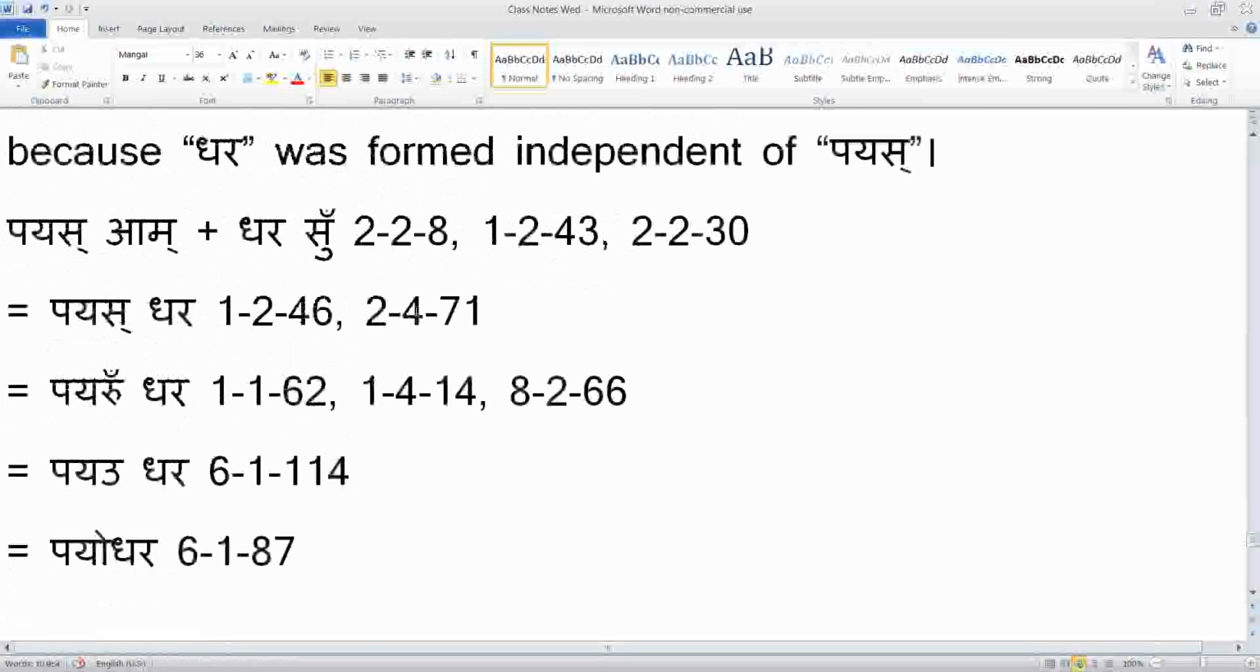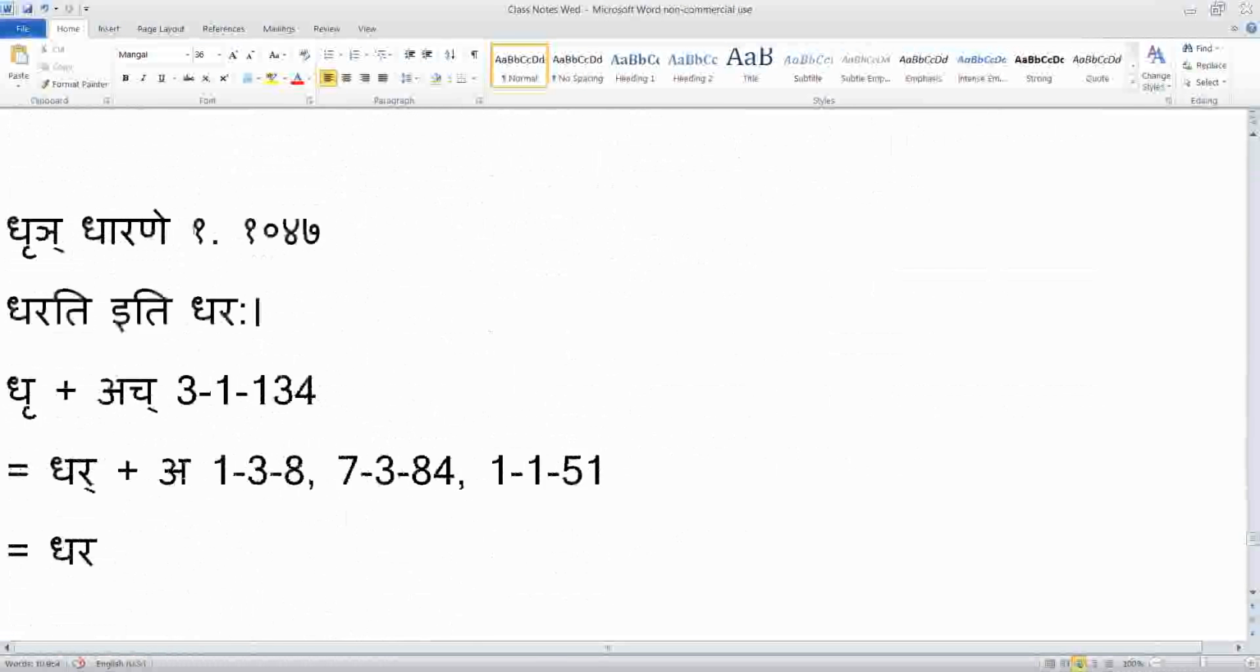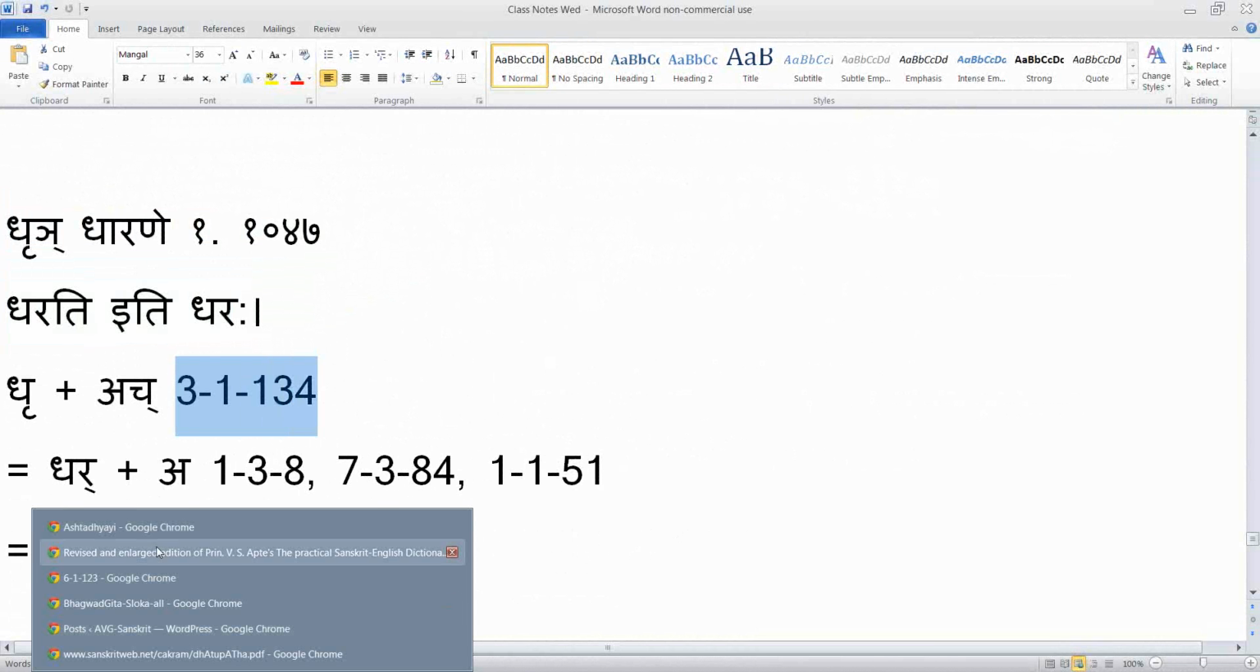So here the dhatu is dhri dharane, to hold, and then it gives dharatiti dharaha. So which sutram are we using? That's the critical thing. Ask which sutram you are using, and then, to keep life simple, look at the vritti for that sutra. Here we're using 3.1.134. It's also a very famous sutram: Nandi Grahi Pachadibhyo Lyu Ninyachaha.